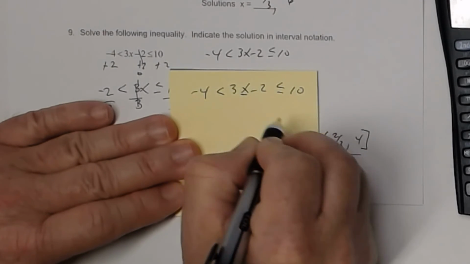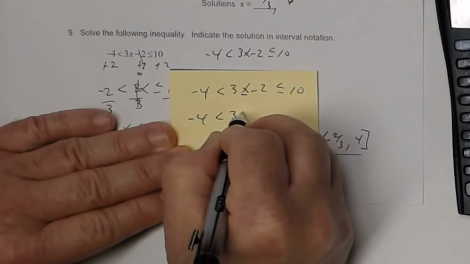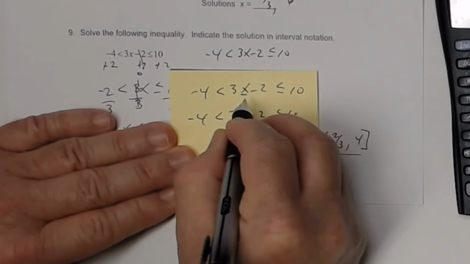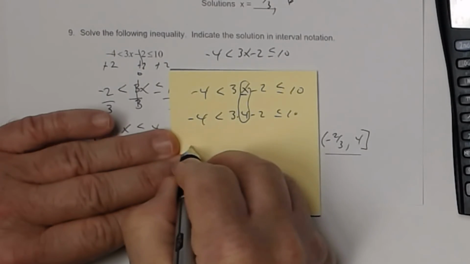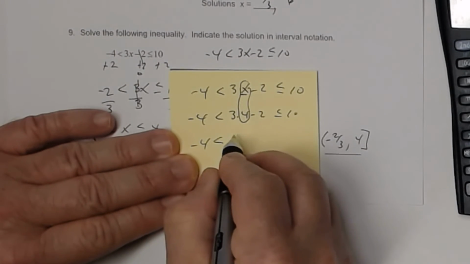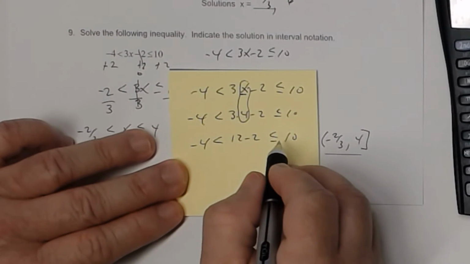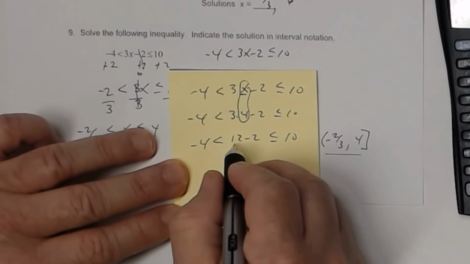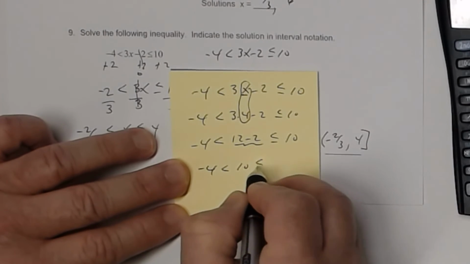So wherever we see the variable x, I'm going to substitute 4. So I have negative 4 is less than 3 times 4 minus 2 is less than or equal to 10. I already saw the variable x, I substituted 4. So 3 times 4 is 12, right? And so I get 12 minus 2. And I want to see if that's going to be less than or equal to 10. Well, 12 minus 2 is 10. So I get negative 4 is less than 10 is less than or equal to 10.